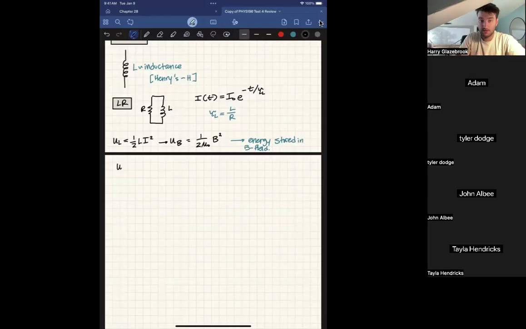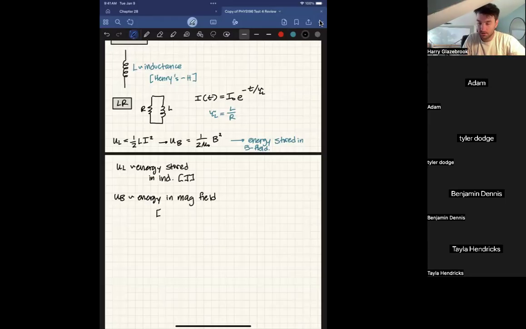U_L, sorry, is the energy stored in the inductor, and it has units of joules. U_B is energy stored in the magnetic field of the inductor. And it actually has units of joules per meter cubed. It's an energy density.